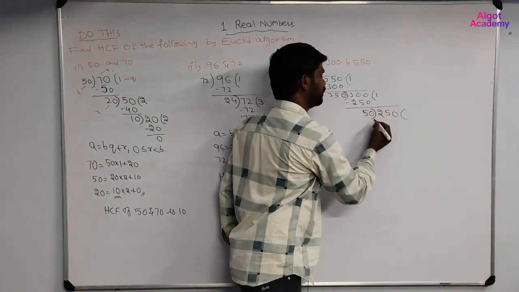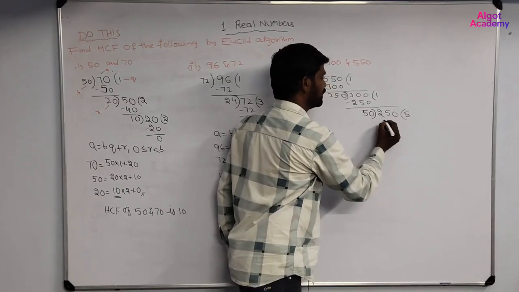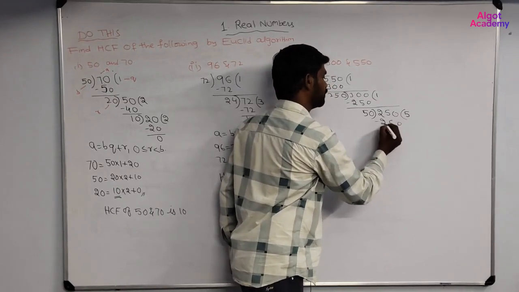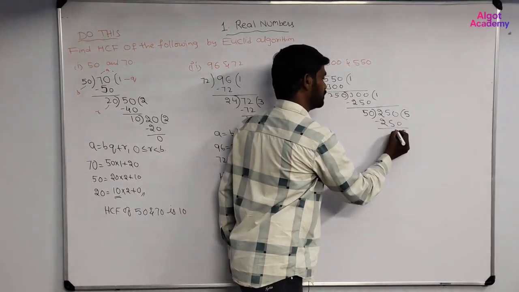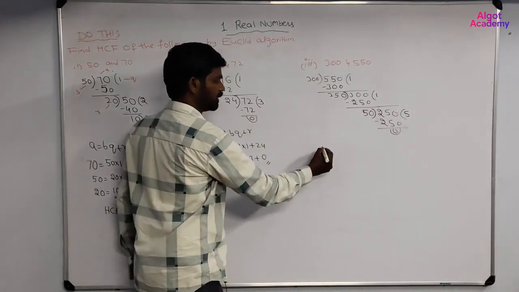So divide 250 by 50. 50 times 5 is 250. 250 minus 250 is 0. So the total becomes 0. The remainder is 0. So let us write in that form.